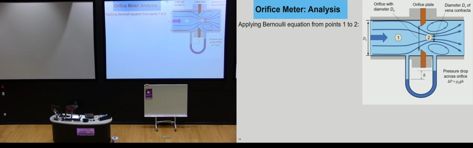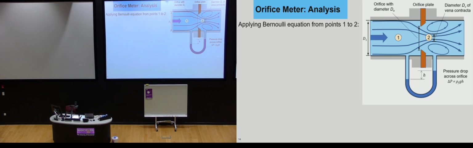So how do we analyze this? Well, let's look at a slightly more complex picture of it. We've got the same situation that we had before. We've got the oncoming flow here at point 1. Here is the orifice plate. Here you can see we've got the vena contracta as the flow converges as it goes through that region. We've got our recirculation regions either side. And then we've got our manometer tube attached either side of the orifice plate in order to measure the pressure difference. So that's delta P, the pressure drop across the orifice.